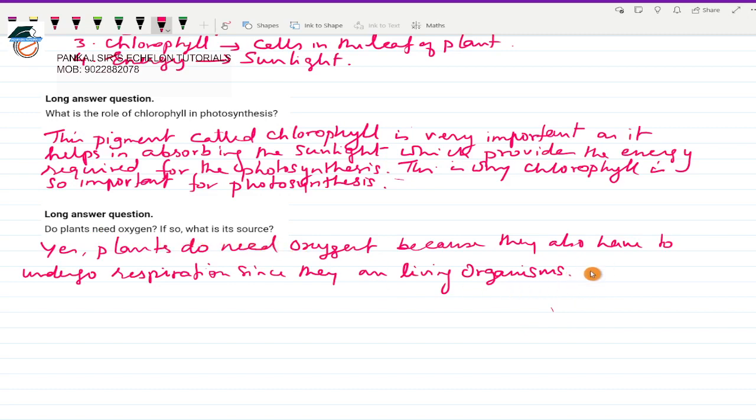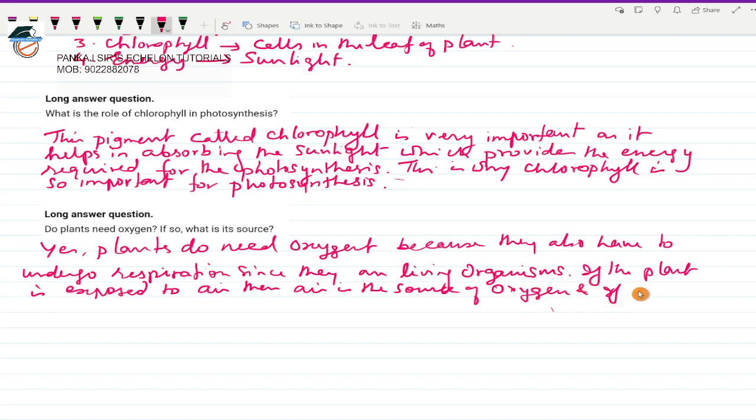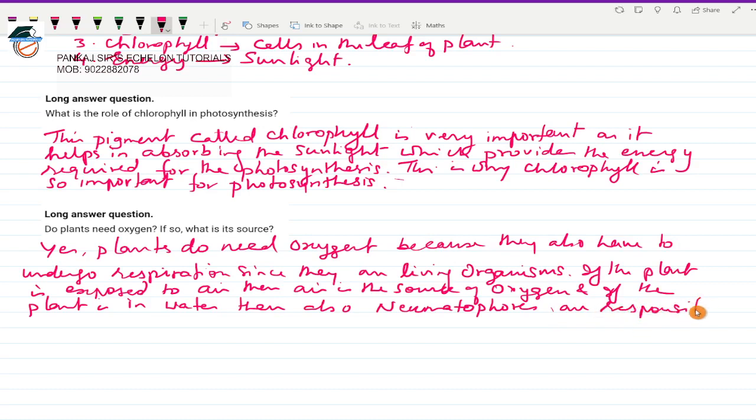So obviously the source is, if it's an aerial plant, okay, so if the plant is exposed to air, then air is the source of oxygen. Okay, and if the plant is in water, then also, you know, pneumatophores are responsible for taking in the oxygen.